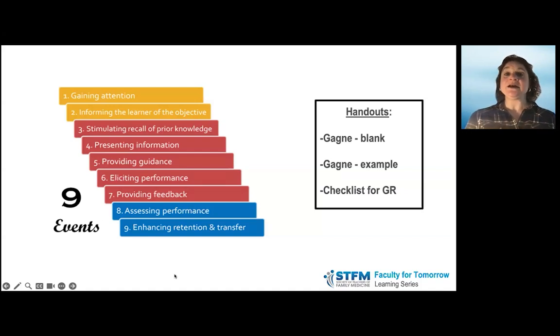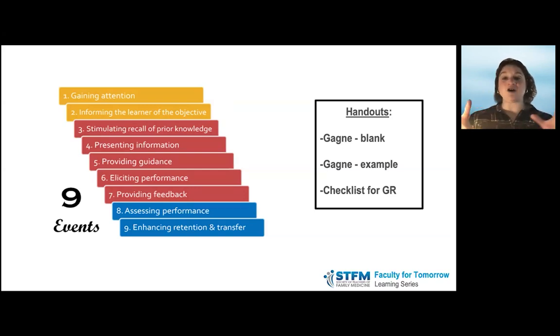So the overall framework that I'm hoping to provide for you today to help you structure your upcoming presentation is something called Gagné's 9 instructional events. I put here the 9 instructional events, but I also want you to recognize that accompanying this presentation, there is a blank sheet that has the Gagné's 9 instructional events on it. There's a blank one and there's one with an example. And then you also have a checklist for the things you should check off before you're giving your grand rounds.